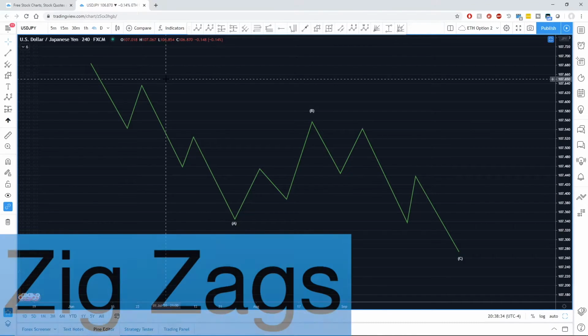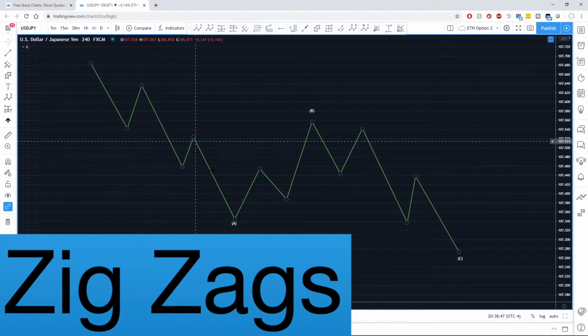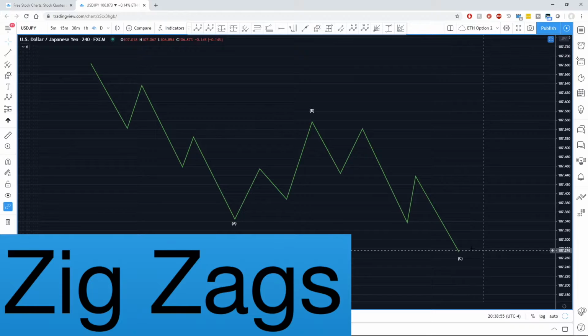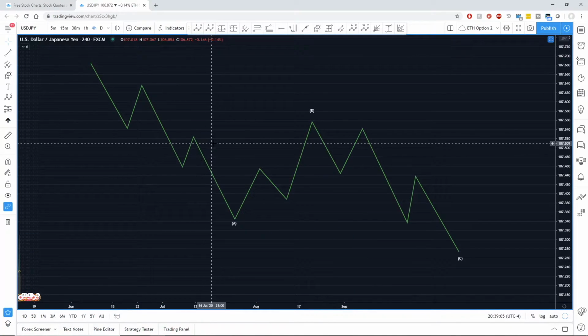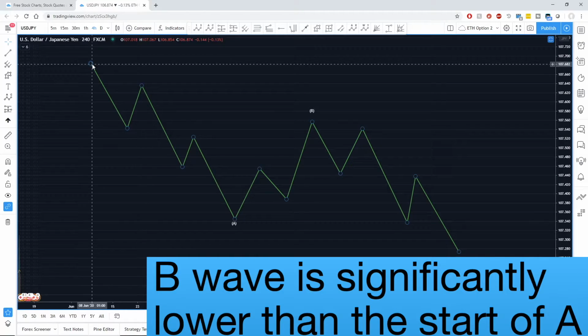So now, let's take a step back and look at zigzags in a bit more detail. As a quick reminder, a single zigzag is a simple 3-wave pattern, labeled A, B, C. Now each of these waves subdivides where the A and the C are 5-wave moves, and the B is a 3-wave move itself. One of the most important things to realize about a zigzag is that the B wave is significantly lower than the start of wave A.